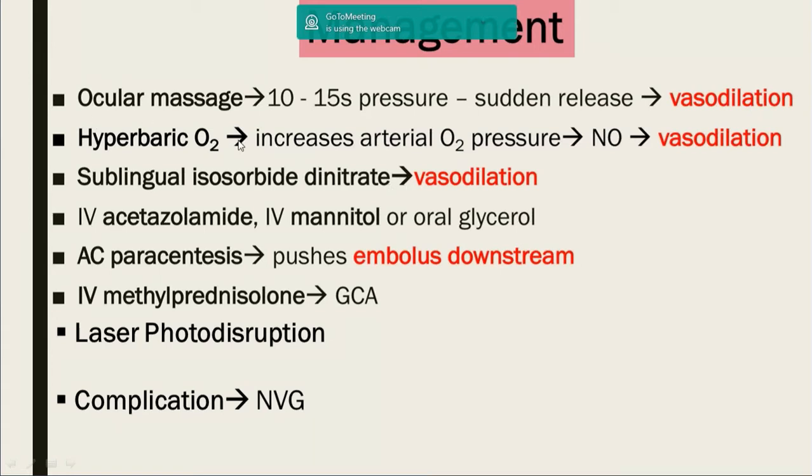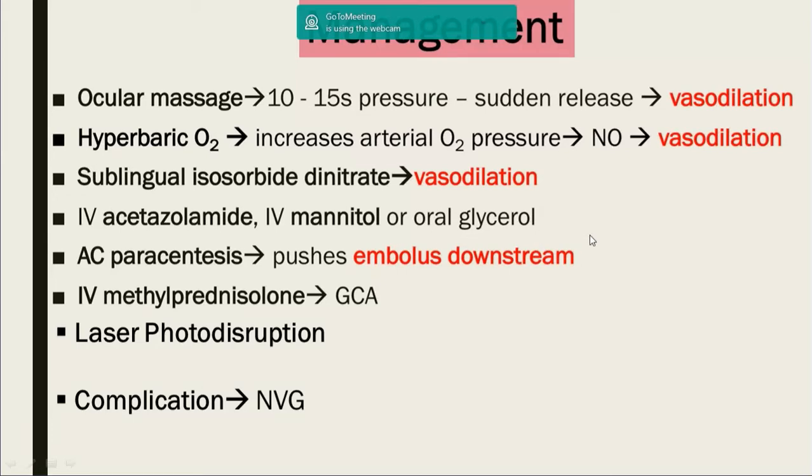Apart from that, hyperbaric oxygen can be given and sublingual isosorbide dinitrate can be given, all of them causing vasodilation. And sudden release of pressure in the eye can also give you improved perfusion. So you can do that with anterior chamber paracentesis. That is, you can take a small needle and push it into the anterior chamber, which will cause sudden release in pressure. Apart from that, you can use IV acetazolamide, mannitol, or oral glycerol, which will also cause sudden fall of intraocular pressure.